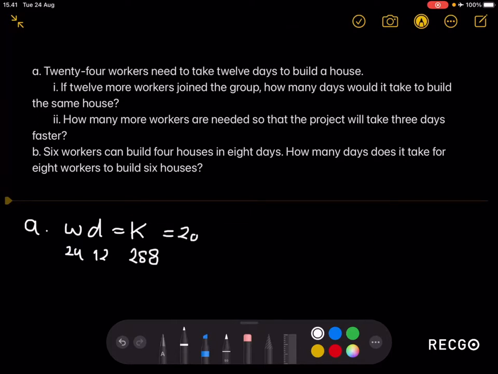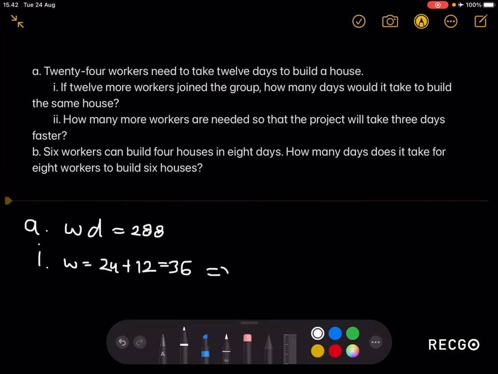to 288. So for part 1, when W is equal to 24 plus 12, or 36, since the question says that 12 more workers join the group, we can see that D must be equal to 288 over 36 after rearranging, which gives us an answer of 8.